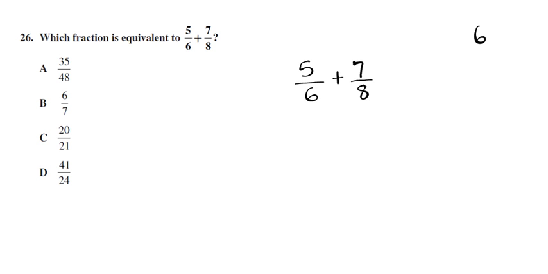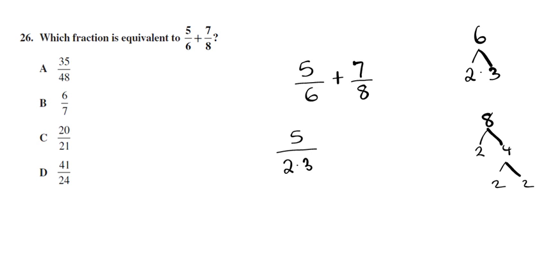So I'll take 6 and break it down into prime factors: 2 times 3. And then I'll take 8 and also break it down. 2 goes into 8 4 times, 2 goes into 4 2 times. So I'm going to have 5 over, instead of 6, 2 times 3. And then 7 over, instead of 8, 2 times 2 times 2. It makes it obvious what's missing and what I have to put in. This has a 2, this has a 2, that's good. It has a 2 and a 2, excellent. This has a 3, this doesn't have a 3, so I need a 3 here.